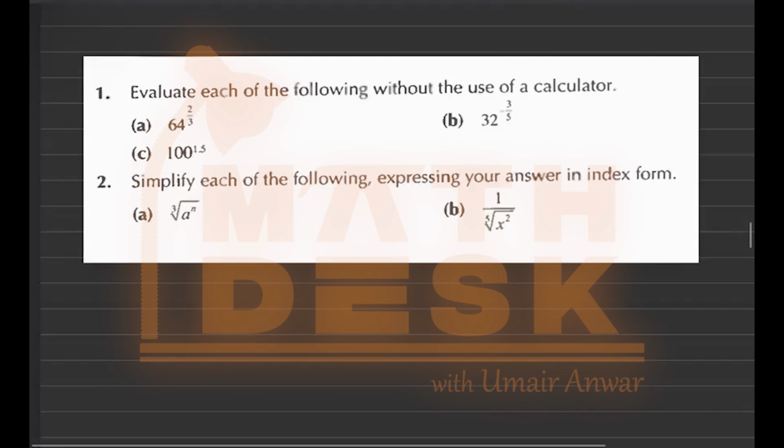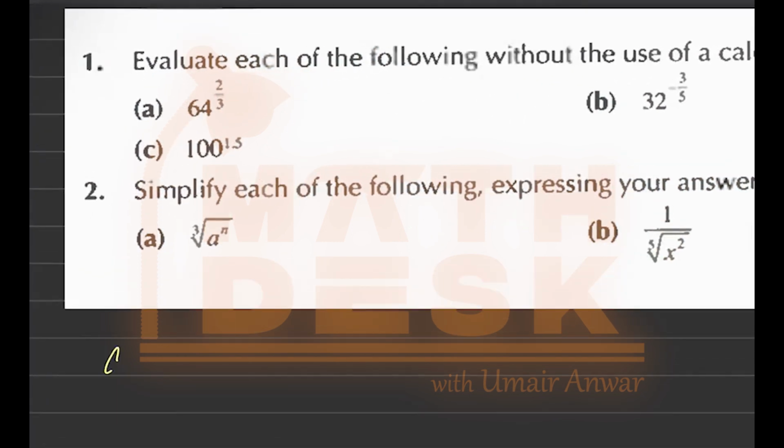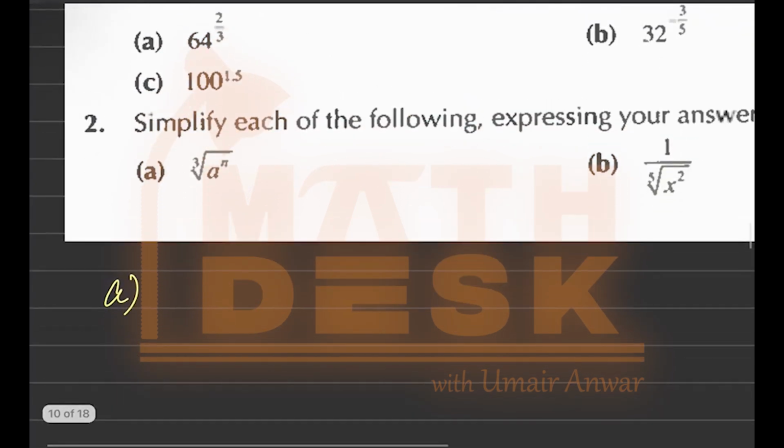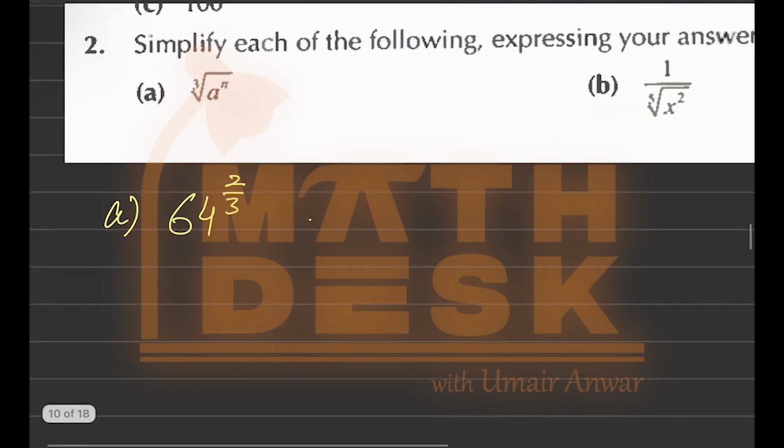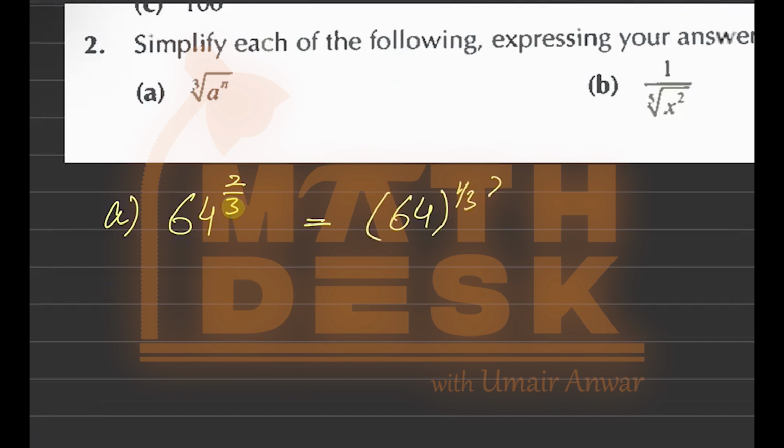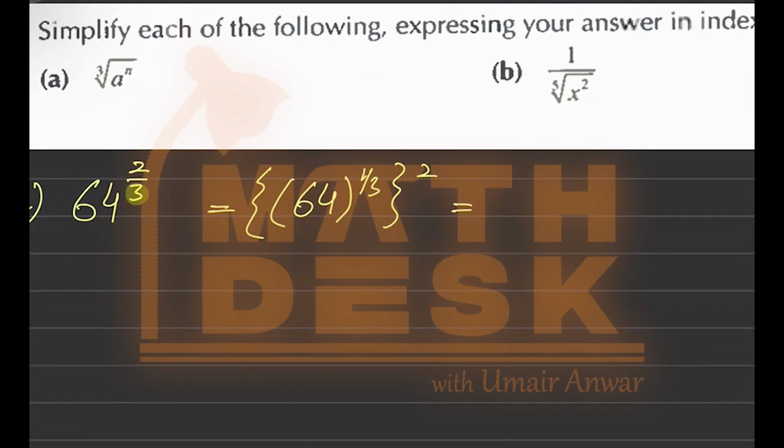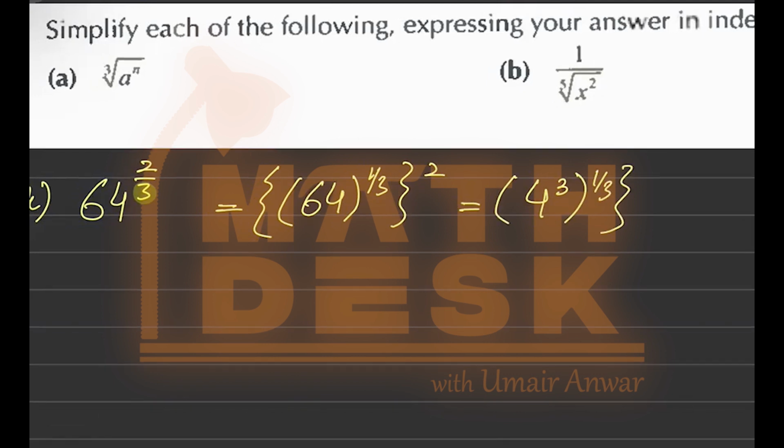Now to apply this, some of the questions are written over here. 64 raised to 2 upon 3. Now this 64 can simplify this 3 which is written in the denominator of the index. So first of all, I'm writing 64 raised to 1 upon 3 whole square. And 64 is basically equal to 4 cube. So 4 cube raised to 1 upon 3 whole square.